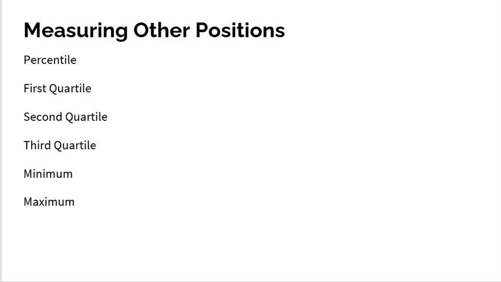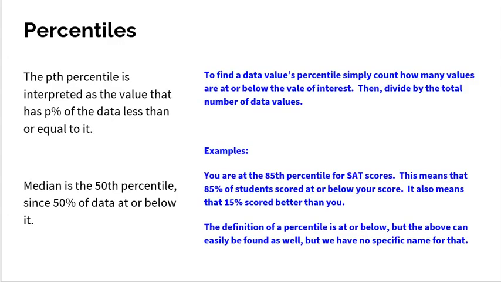But let's talk about a percentile real quick, because for a lot of you that might be a new term. So a percentile is interpreted as the value that has p% of data less than or equal to it. Okay, I know it's a little bit confusing, but let's use some examples. Examples make this a lot better, right? So if you're taking the SAT and you were told that your score puts you at the 85th percentile, what that means is that 85% of other scores were at or below your score. So that actually means you did pretty good.